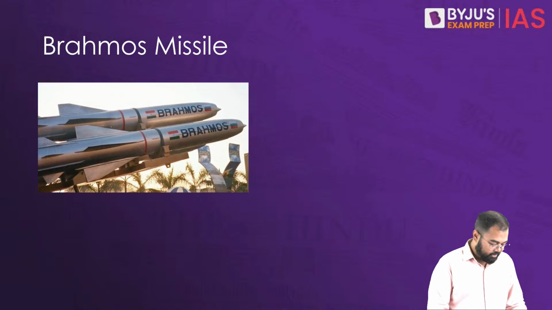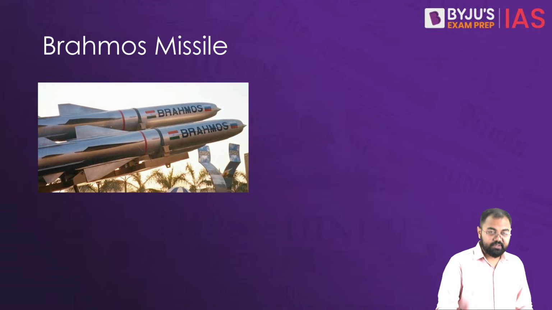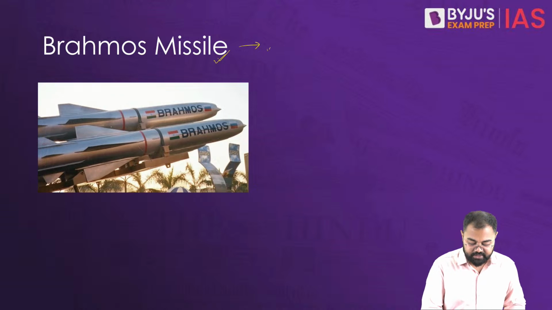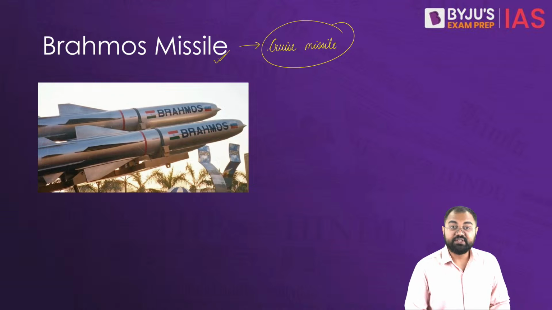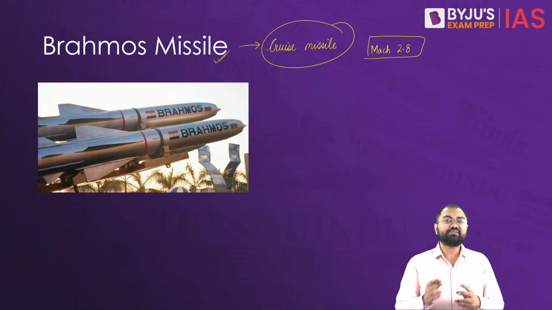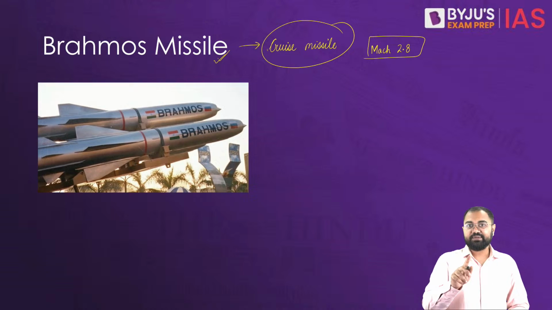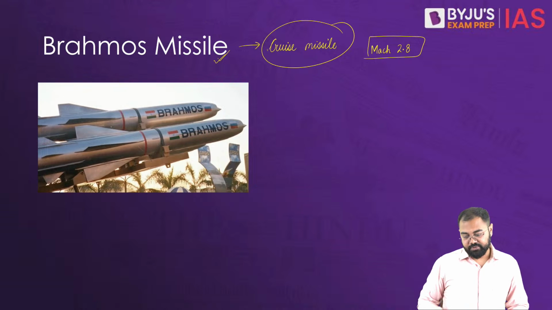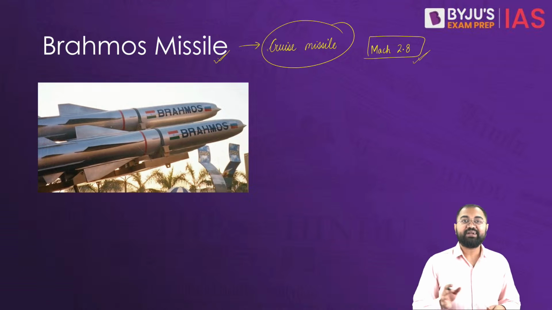And then this article specifically has mentioned the BrahMos missile as well. So you know that the BrahMos missile is what? It is a cruise missile, and you can say that it is the fastest cruise missile of the world, which can reach a speed of up to Mach 2.8. Mach number basically means relative to the speed of sound. 1 Mach means the speed of sound. 2.8 means 2.8 times the speed of sound. So it can reach a speed of up to Mach 2.8.